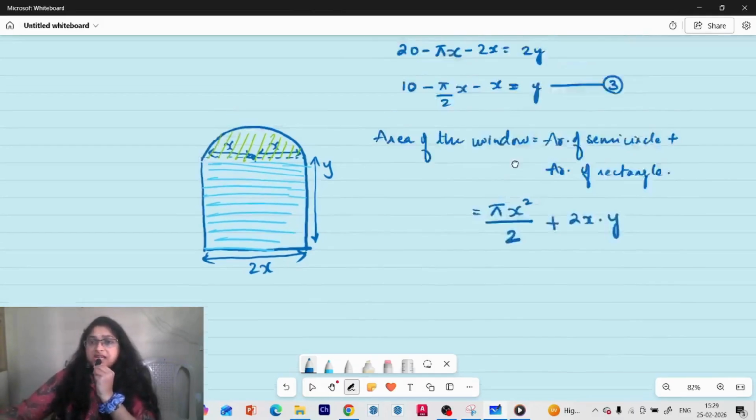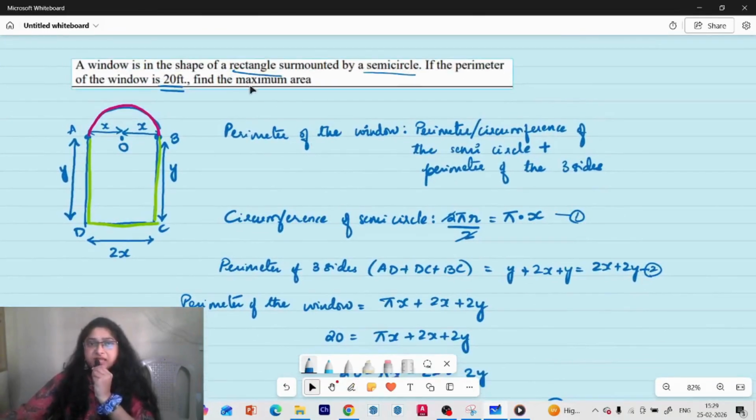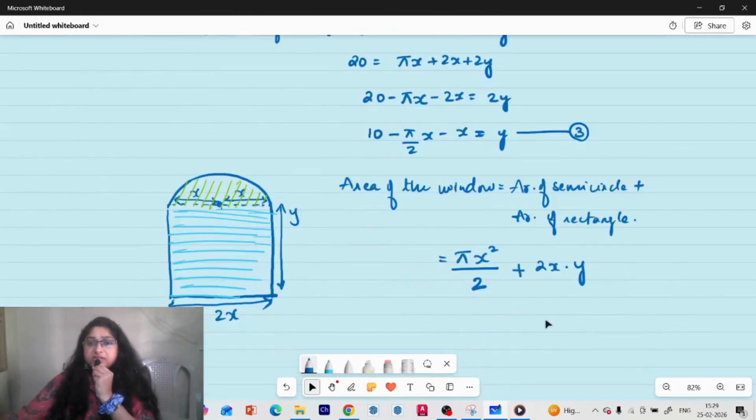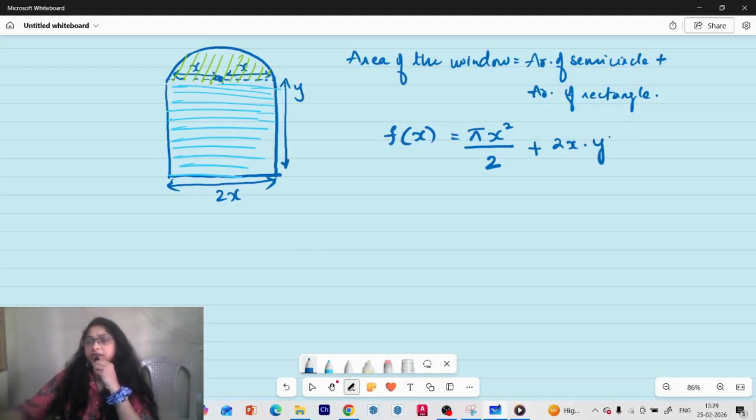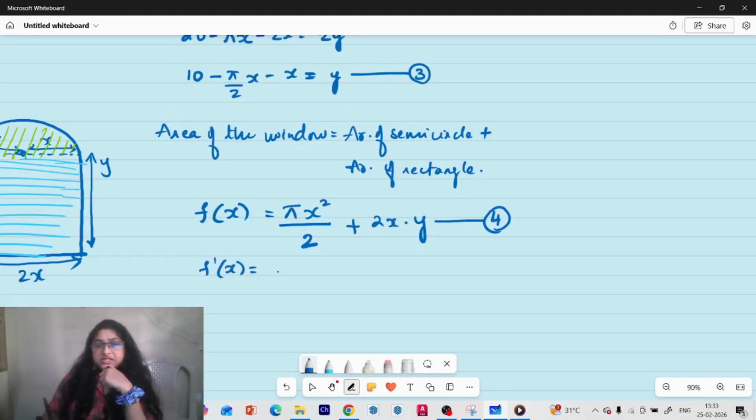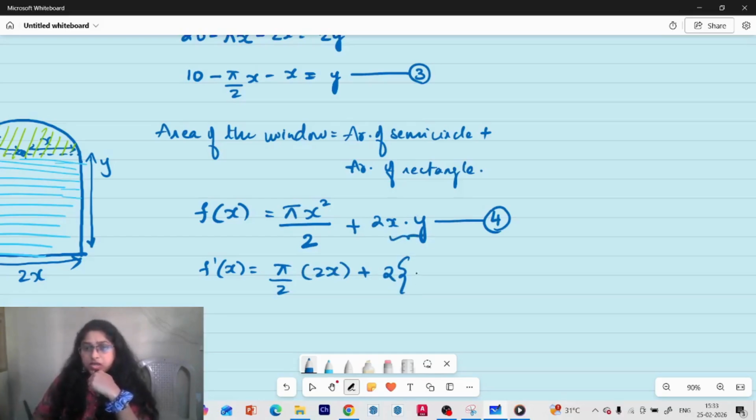So now since they are asking for minimum or maximum area, we should take our f of x to be this. Okay, so we are taking area as f of x. So let's differentiate it. f dash x is equal to pi by 2 into 2x plus 2 into, since it's x into y, we have to apply the UV rule. Okay, so u dash into v. u dash here is the differentiation of x, which is 1, into y plus, okay, now we will differentiate y. dy by dx into x is as it is.